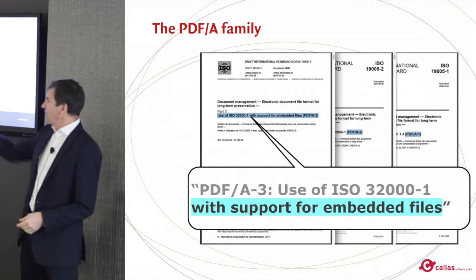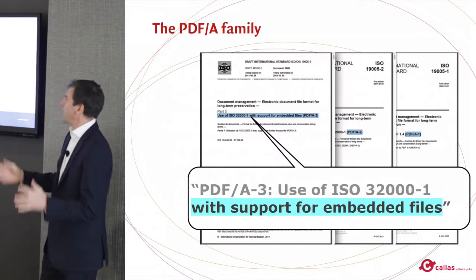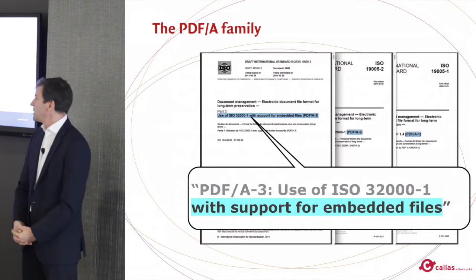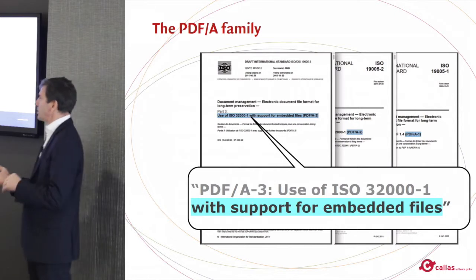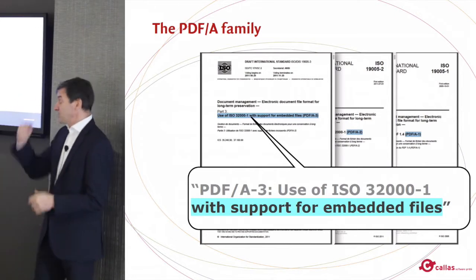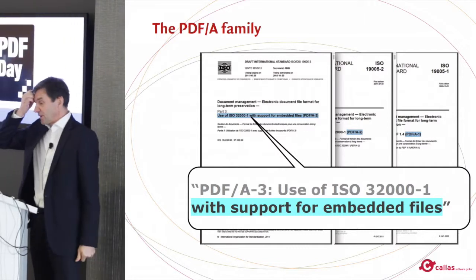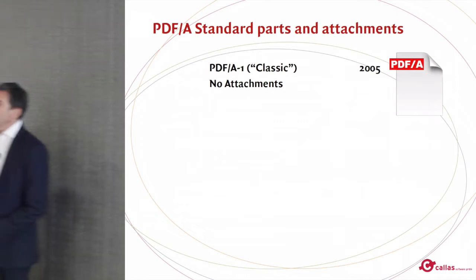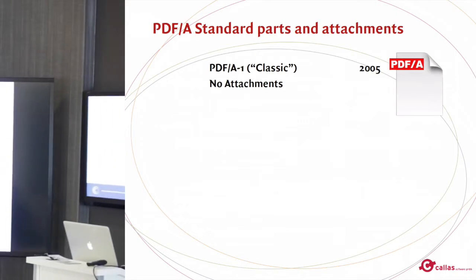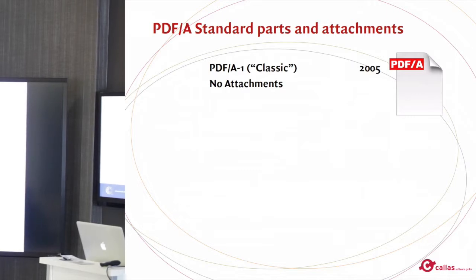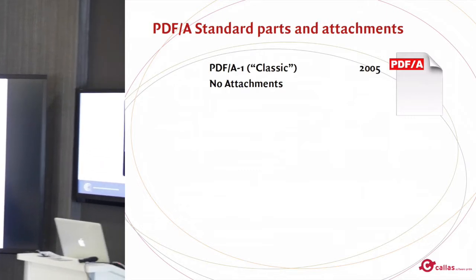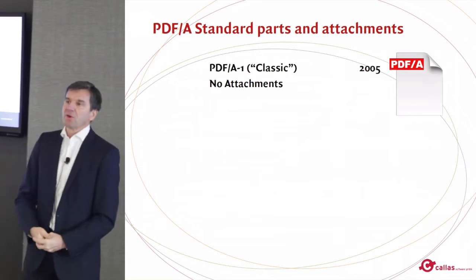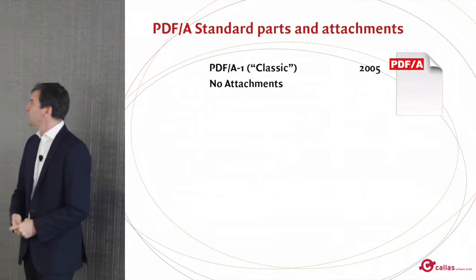And then I will explain why there are actually three different parts within this family, so three members of the family. PDF A-3 in particular is about support for embedded files in the PDF A file. So PDF A-1 is kind of the classic. It's frequently used for archiving. It's more used in Europe, I have to say. I'm from Germany, and most of the archives in Germany are actually using PDF A.